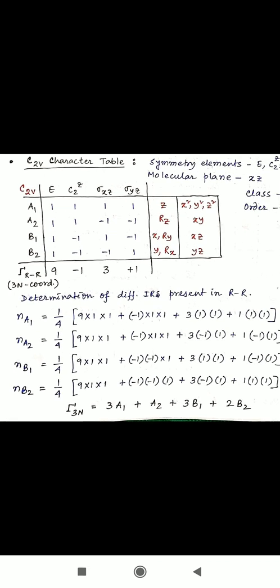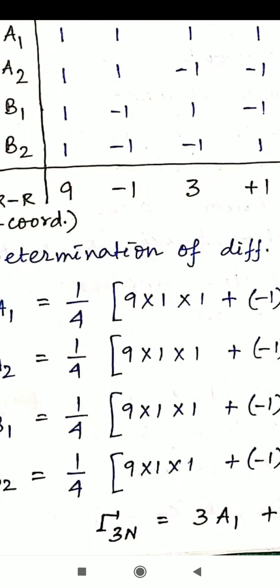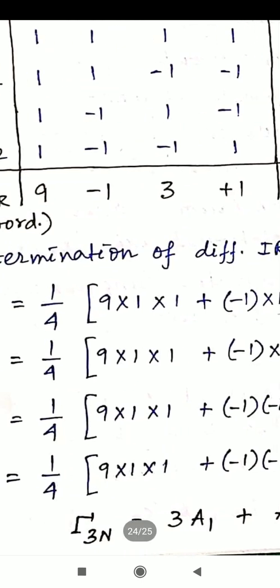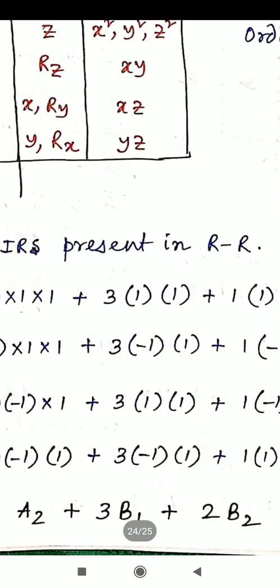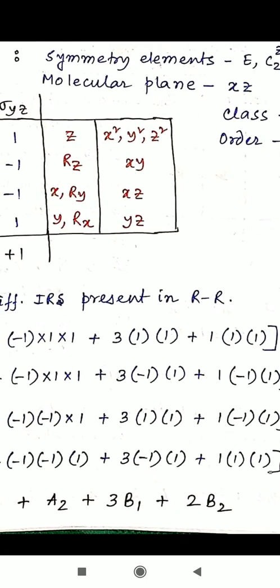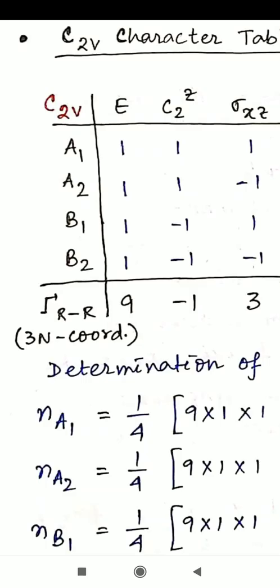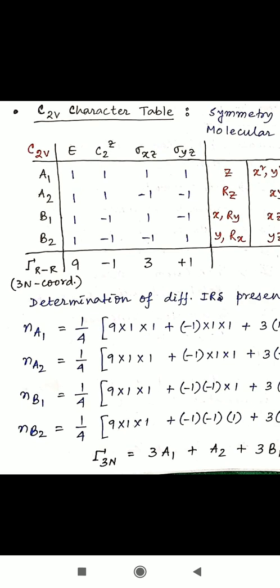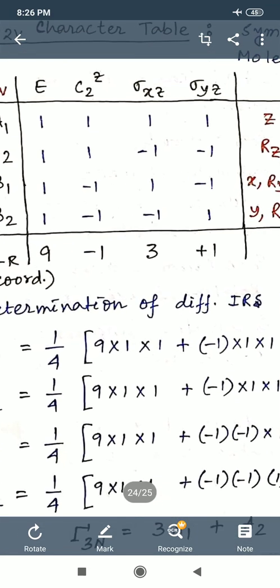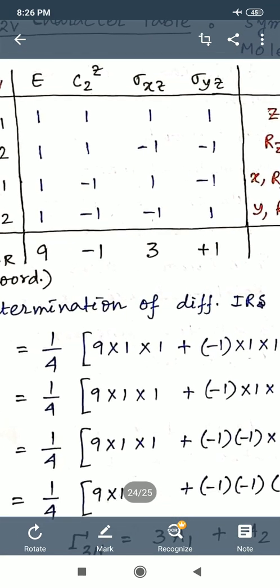Okay, so that is our NA2, and finally we got, in case of NA2, that is our 1. Okay, next I am going to the NB1. In case of NB1, what we have to write? That is 9 into 1 into 1 plus -1 into -1 into 1 plus 3 into 1 into 1 plus 1 into -1 into 1.